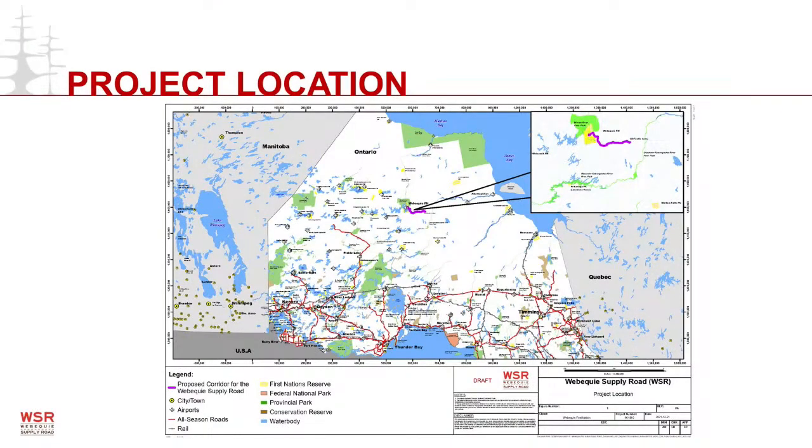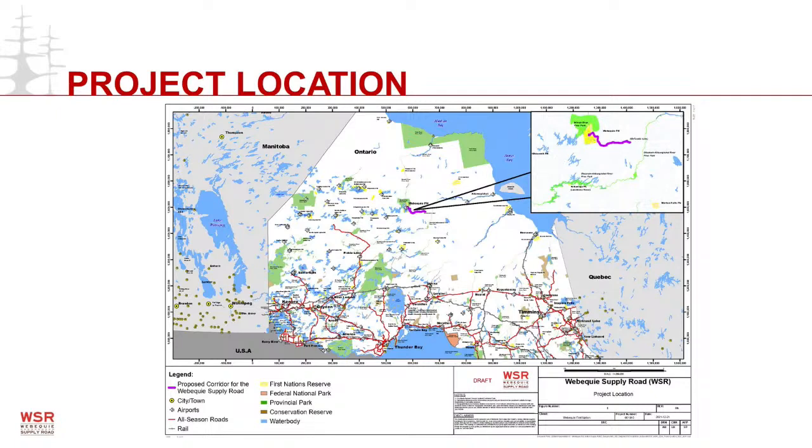So let's start with the project location. Webequay First Nation sits about 250 kilometers south of Hudson Bay, and about the same distance, maybe a little bit further away than 250 kilometers, from James Bay. So that's where it sits in sort of northwestern Ontario.